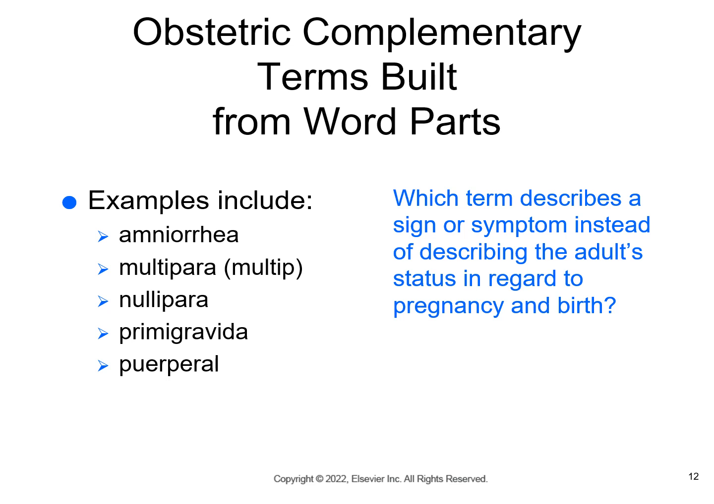So which of these terms describes a sign or symptom instead of describing the adult status in regard to pregnancy and birth? Correct. Amniorrhea, the leaking of amniotic fluid, is a sign.